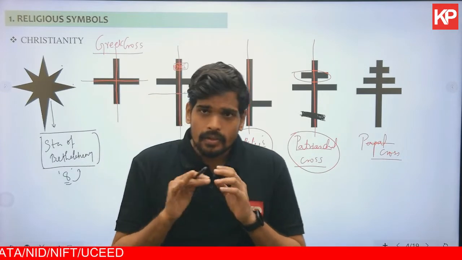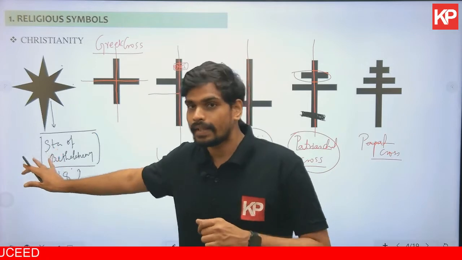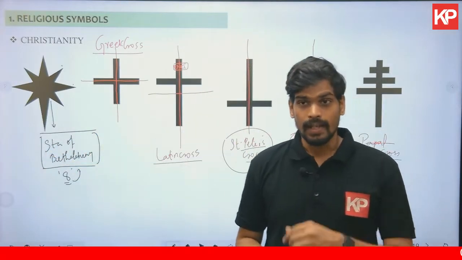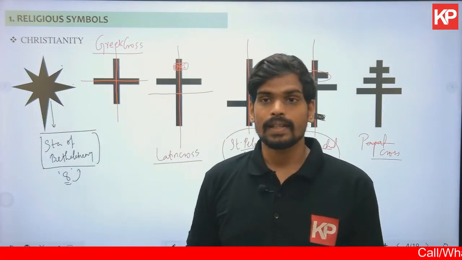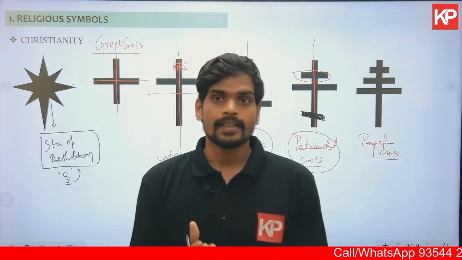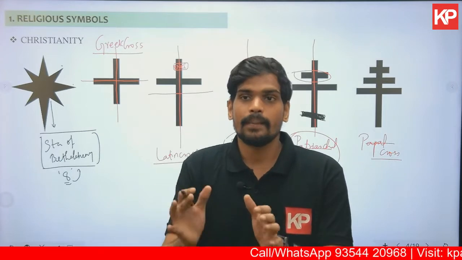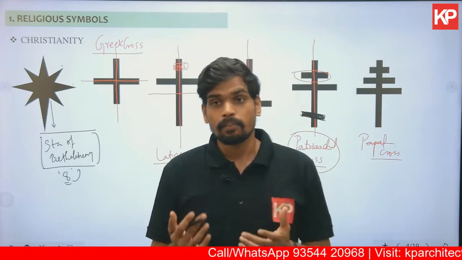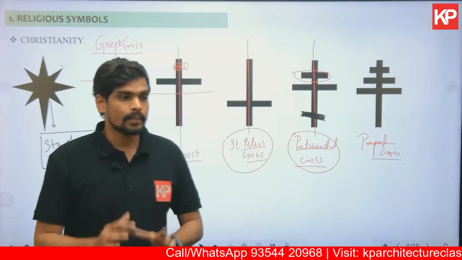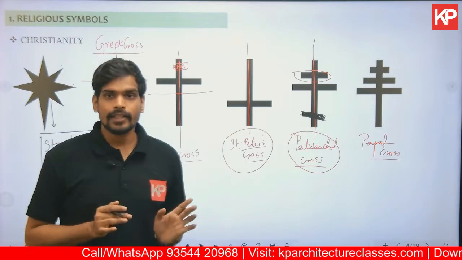Just to recall the overview, in the religious symbols of Christianity, there is the Star of Bethlehem, and then you have the various types of cross. In last year's NATA 2022 exam, there was a question in which they asked which of the following is not a religious symbol, and in the options Star of Bethlehem was also given. So you have to know, okay, Star of Bethlehem is a religious symbol of Christianity. It is important that you know the details of various religious symbols. So that is about the first set within the religious symbols.